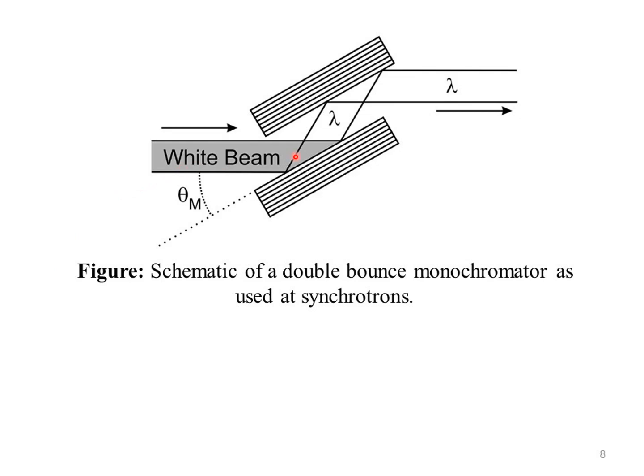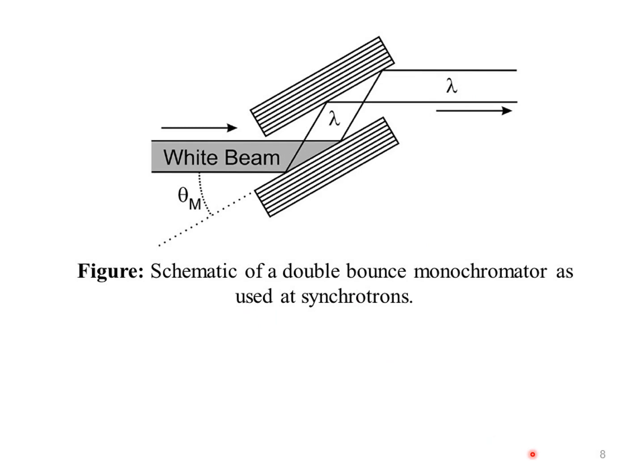White beam falls on this crystal at angle theta m. It is diffracted from another crystal, with wavelength lambda, and diffracted from this crystal, with the wavelength also lambda. This is a schematic of a double bounce monochromator as used at synchrotrons.